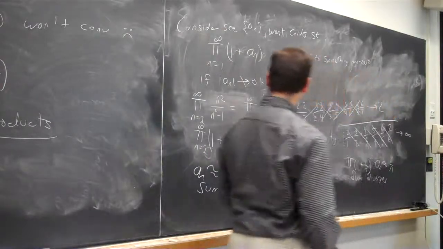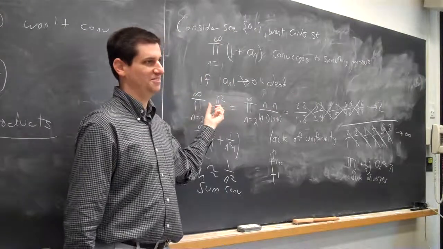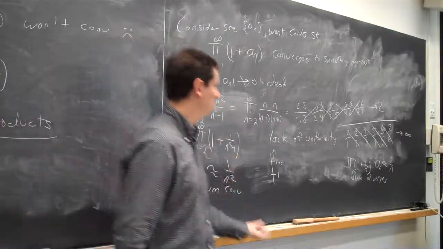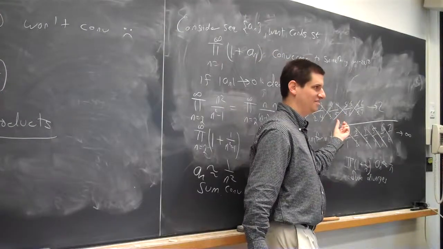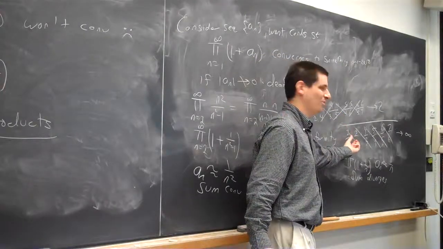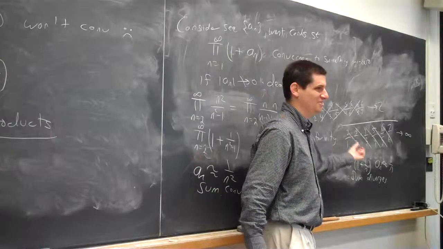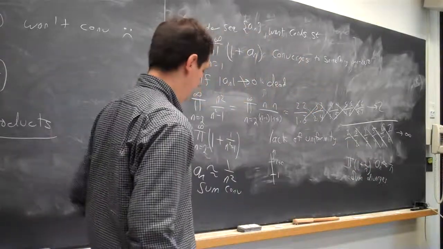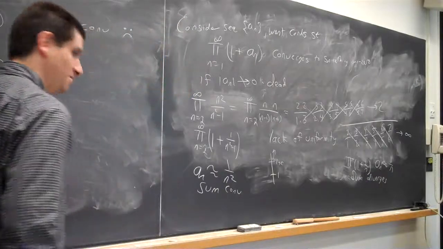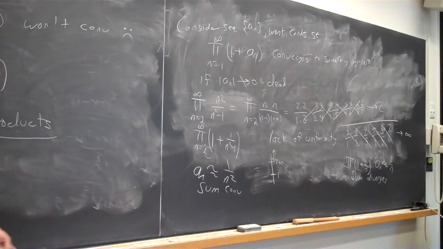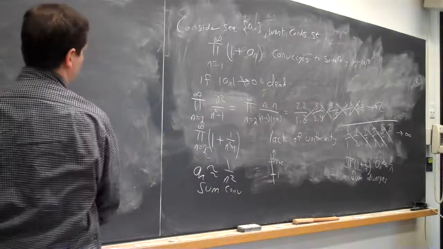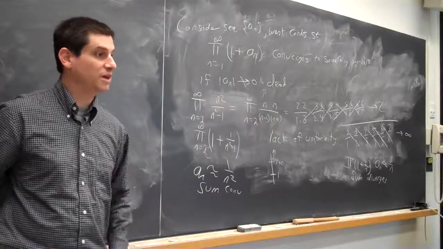What happens with this product? Converges. What happens with this product? Diverges. So what conjecture would you make? So when will a product of 1 plus a_n converge? If the sum of a_n converges.